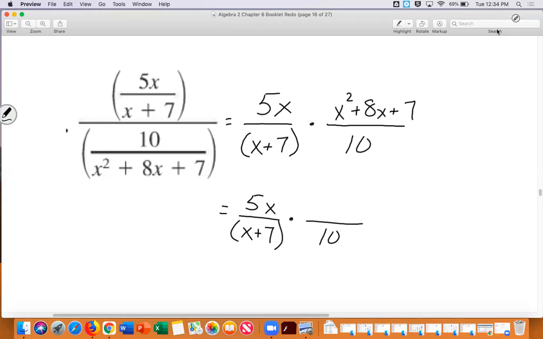What are the factors of 7 that add up to 8, Cody? Factors of 7 that add up to 8. So we're going to do x plus 7 times x plus 1. Now, do you see how we have an x plus 7 and x plus 7? And it's multiplication, I can cross that whole piece out. 5 and 10, that becomes a 2.